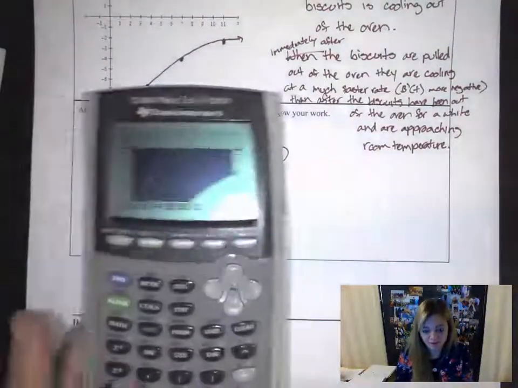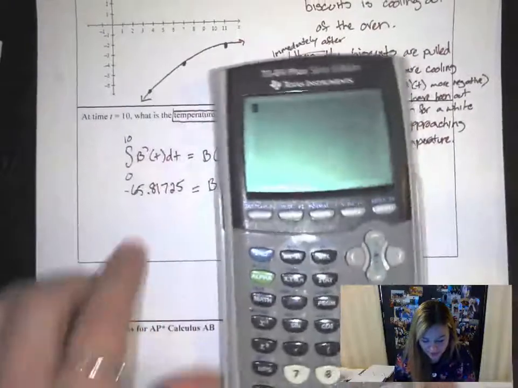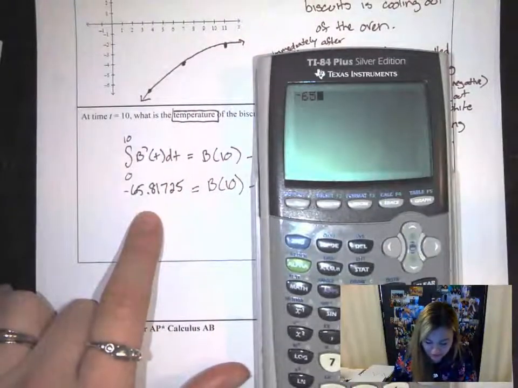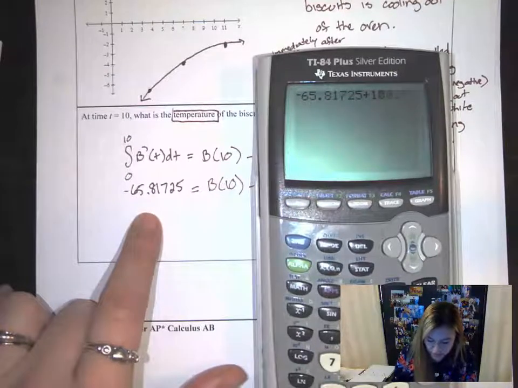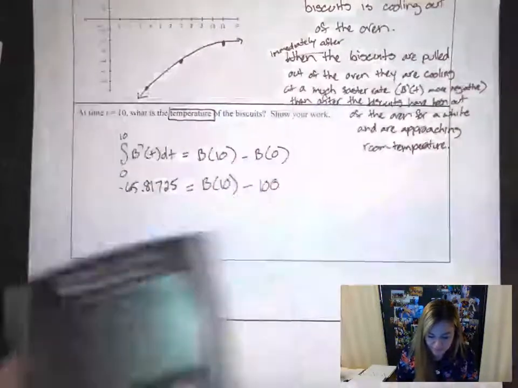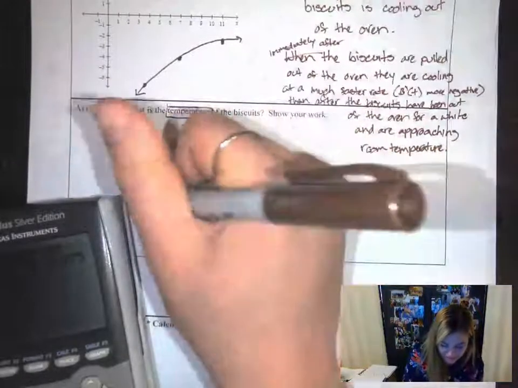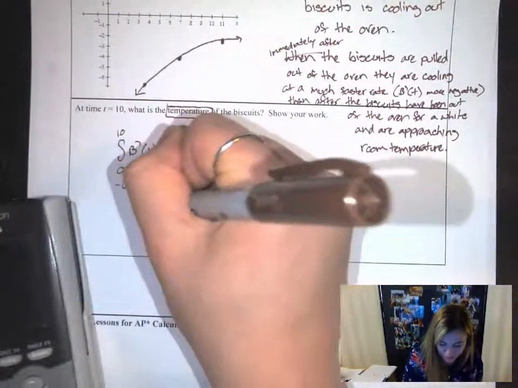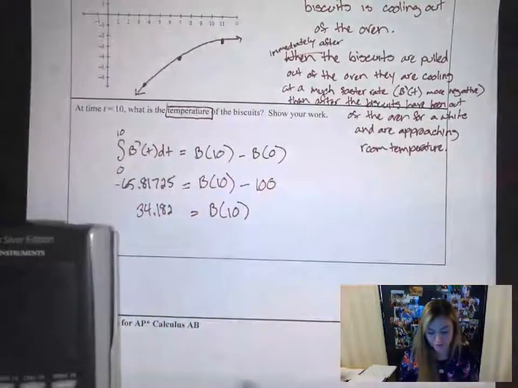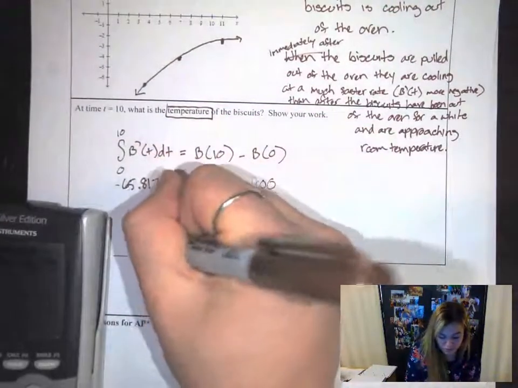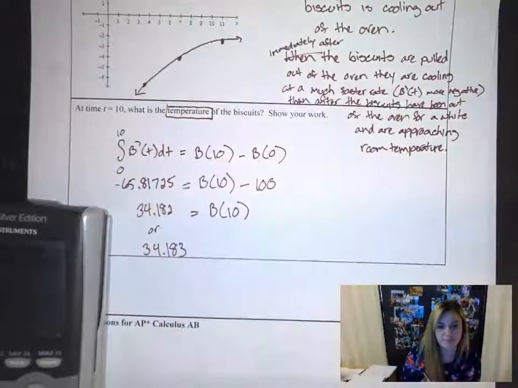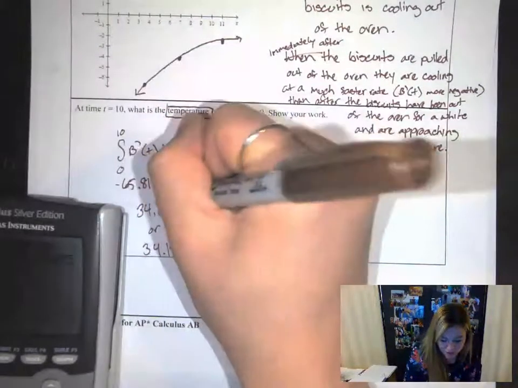Solve for B of 10, so I'm going to go back to my work, here I've got negative 65.81725 plus 100. And I find the temperature of the biscuits is 34.18275, or you could have put 34.183, and this will be degrees Celsius.